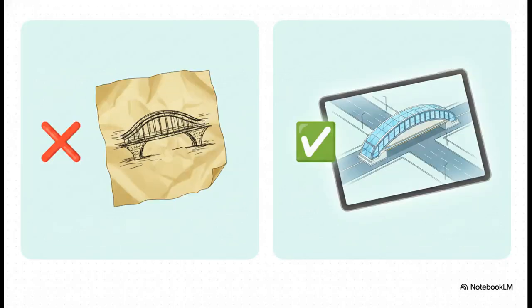A poor brief might just say, I am going to make a bridge. Way too vague, right? But a correct brief uses our golden formula. It says, I am going to design and make a simple pedestrian bridge for primary school children so that they can cross safely. See the difference? It perfectly answers what, who, and why.